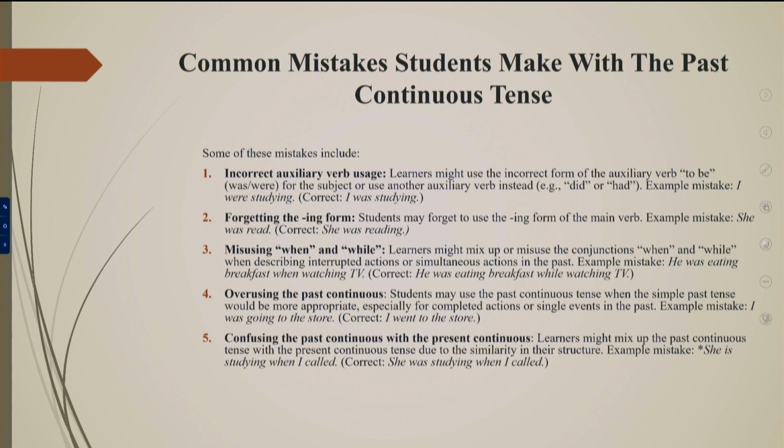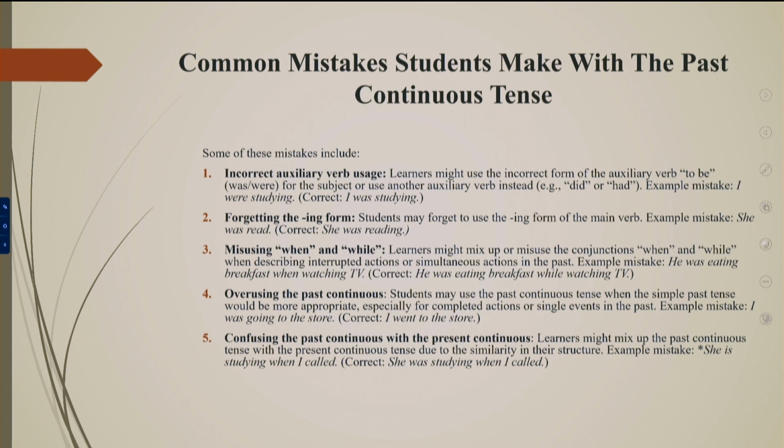Also the misusing of when and while. Learners might mix up or misuse the conjunctions when and while when describing interrupted actions or simultaneous actions in the past. Example of mistake: he was eating breakfast when watching TV. It's incorrect. Correct is he was eating breakfast while watching TV.